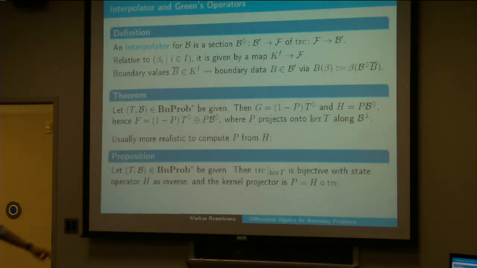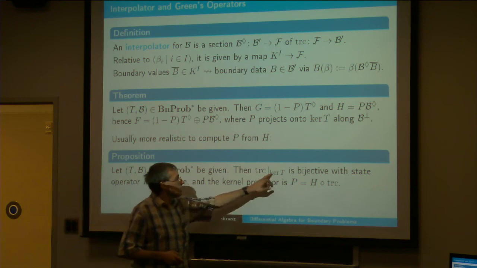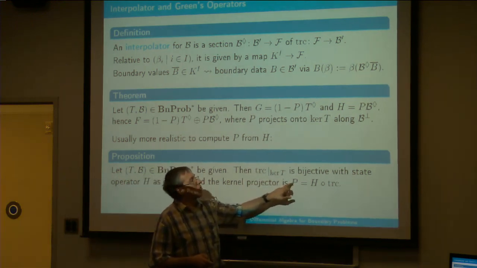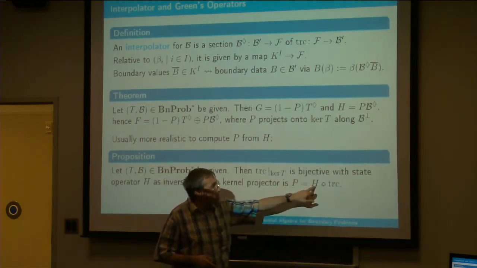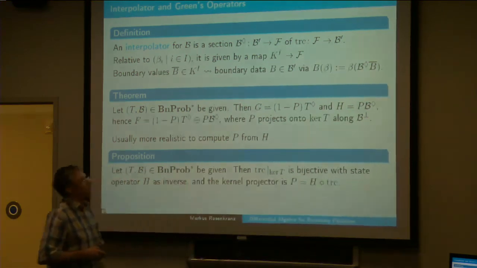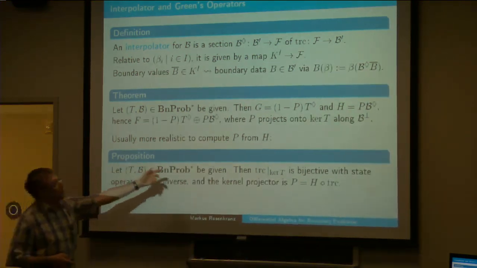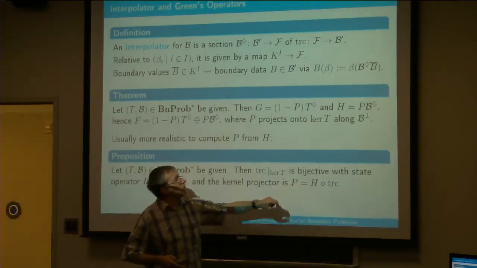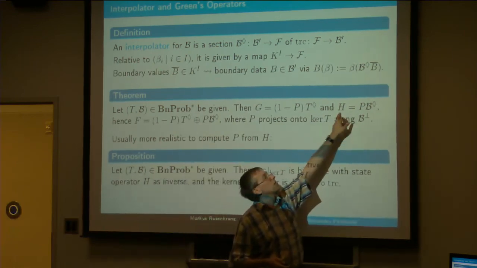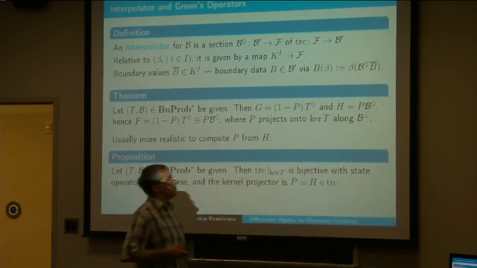Yeah? And then there's another approach that you can use, which essentially says that you get the boundary projector, you get the kernel projector from the state operator and the trace function. Yeah? So that's the other way around. Yeah? Given H, you can compute the P. And here you had H in terms of the kernel projector.